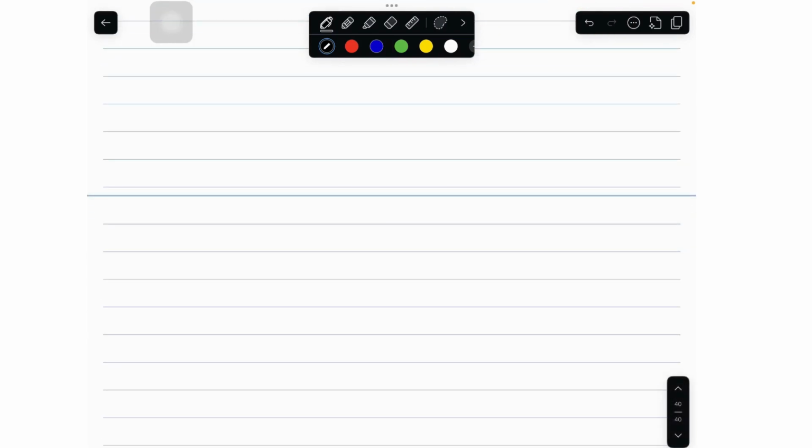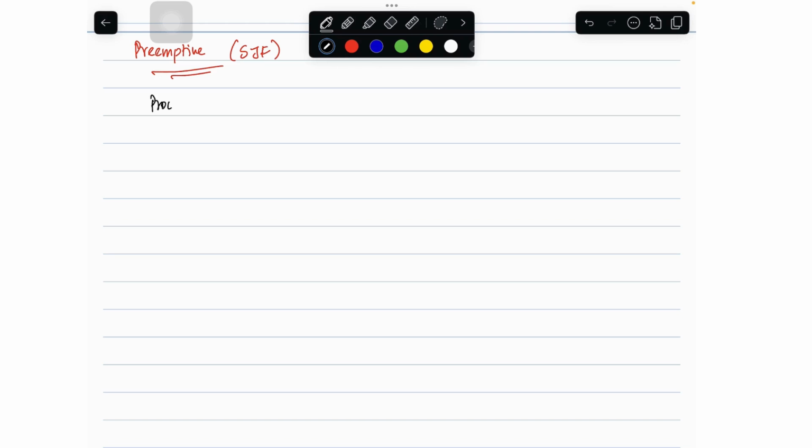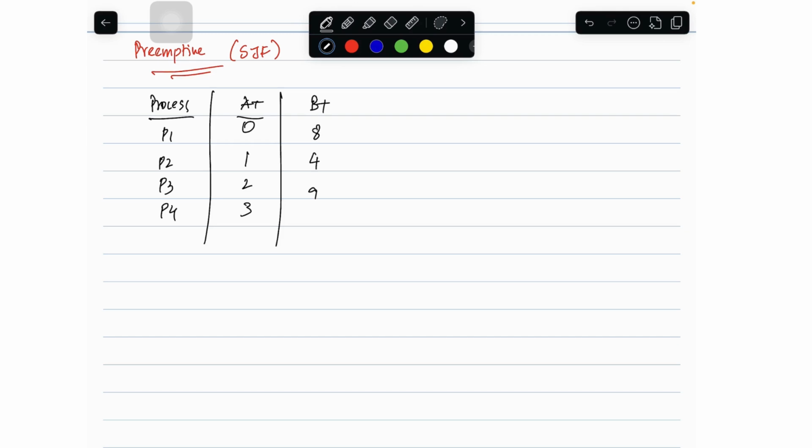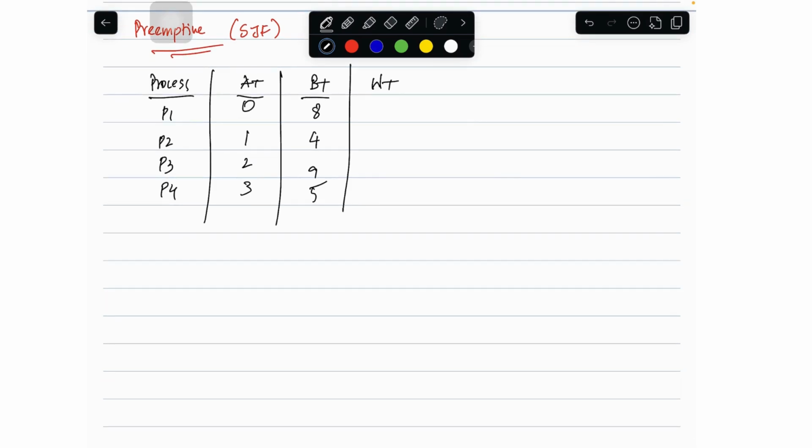Now we are going to look at the preemptive side of shortest job first. Again, we have processes P1, P2, P3, P4. Arrival times are 0, 1, 2, 3. Burst times are 8, 4, 9, 5. Now we have to calculate the waiting time. Let's see.